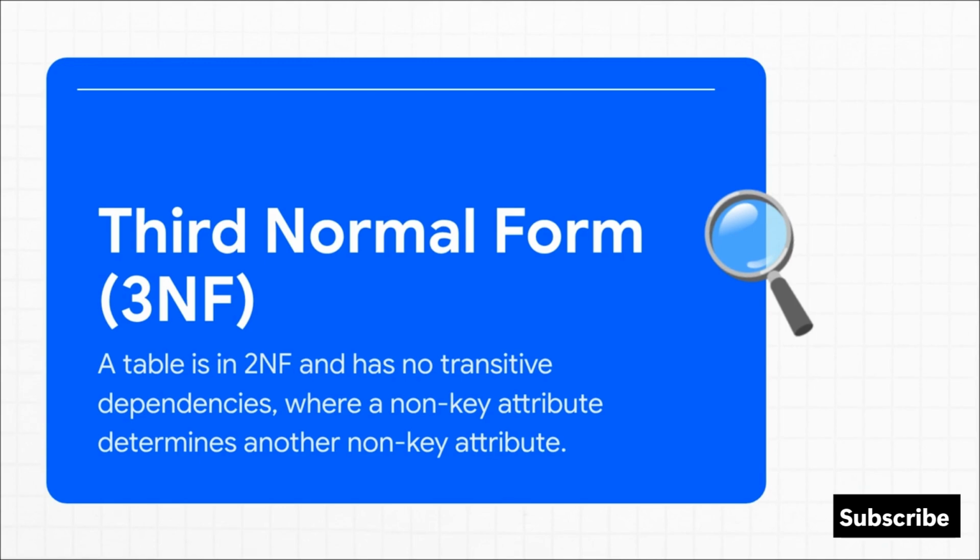We're so much better off now, but there's one last cleanup step we need to take, getting to third normal form, or 3NF. This rule is all about hunting down something called transitive dependencies. That's just a fancy way of saying a situation where one regular column is determining what another regular column should be. It's like an indirect dependency chain.